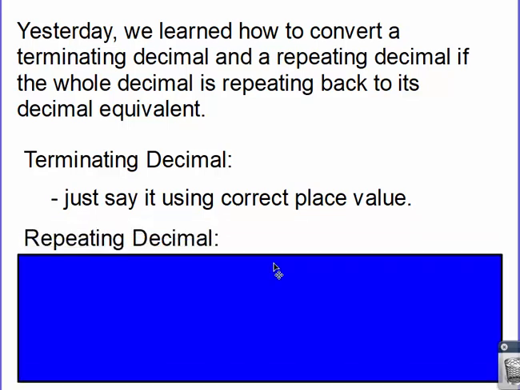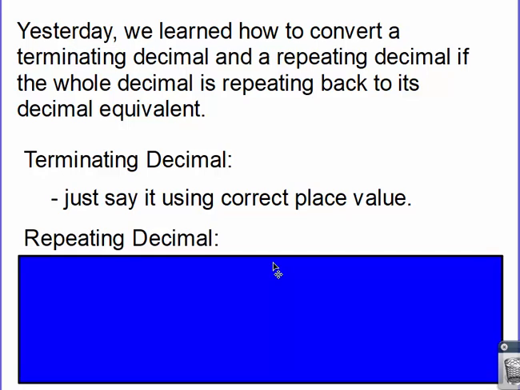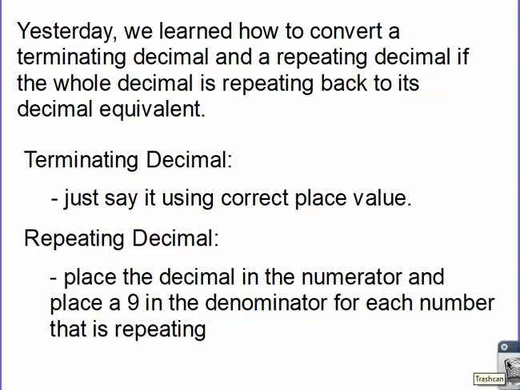Now what if I gave you a repeating decimal? We learned yesterday that we do something called the 9 thing. What we will do is place the whole decimal in the numerator, and we'll place a 9 in the denominator for each number that is repeating. So let's see if we can practice that.